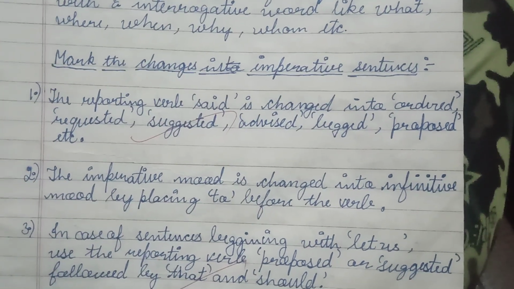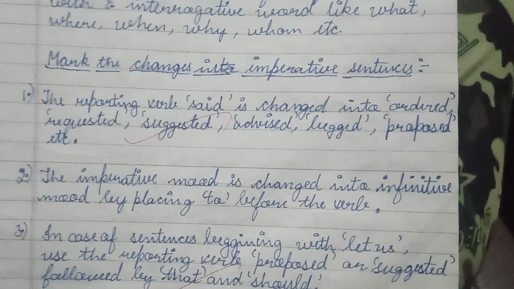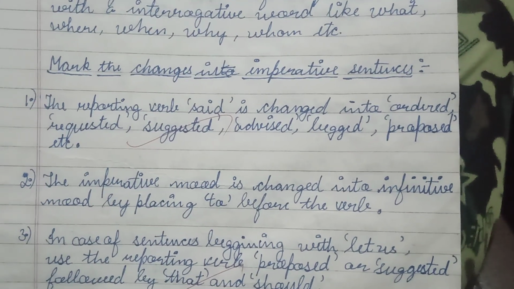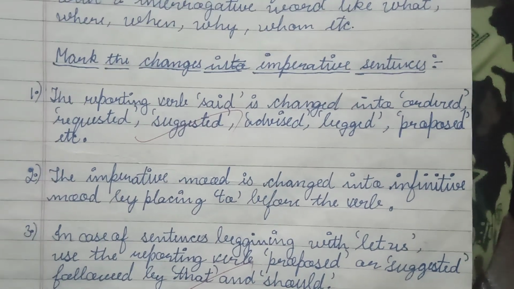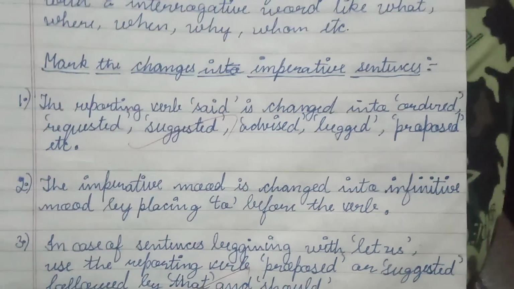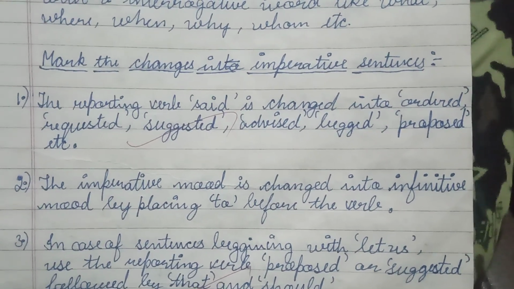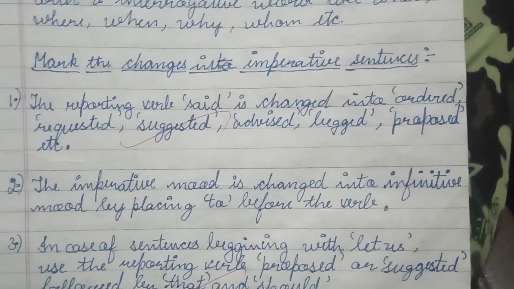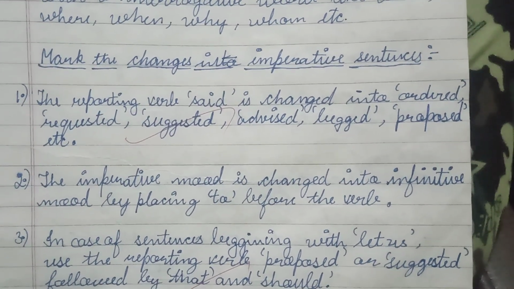Third, in case of sentences beginning with "let us", use the reporting verb "proposed" or "suggested", followed by "that" and "should". Because when we say "let us", then we are suggesting or proposing something, and that will be followed by the conjunction "that" or "should".